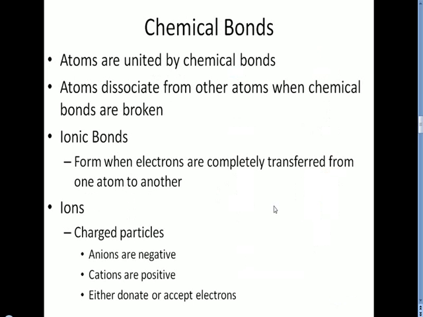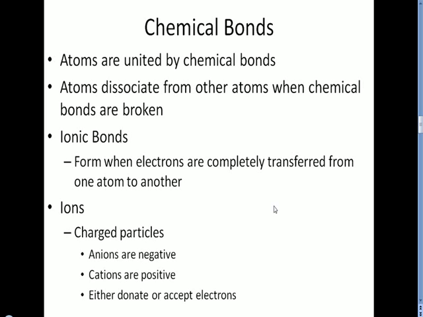So when atoms are united by sharing electrons or by some other kind of attraction due to what the electrons have done, it's called a bond. When the atoms dissociate from the other atoms that they were sharing electrons with or attracted to, we say the chemical bond was broken. So forming chemical bonds or breaking chemical bonds is a lot about what the electrons are doing. So we'll talk about some of the most common kinds of bonds.